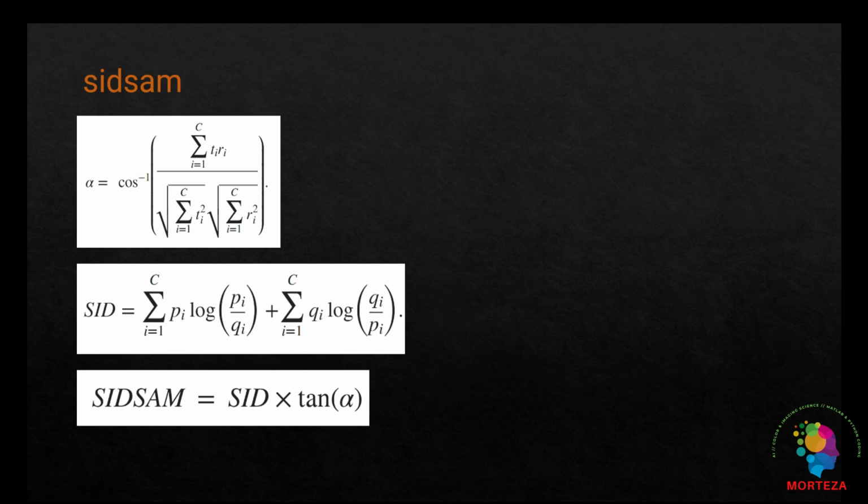Sidsam measures spectral similarity using spectral information divergence and spectral angle mapper. We first measure the spectral angle mapper. Here R and T are the reference and the test spectra respectively. And then we calculate spectral information divergence. P and Q are the vectors of normalized reference and test spectra respectively. And then sidsam is calculated using this method as shown here. In other words, just multiply the sid by the tangent of alpha, which is the SAM score.